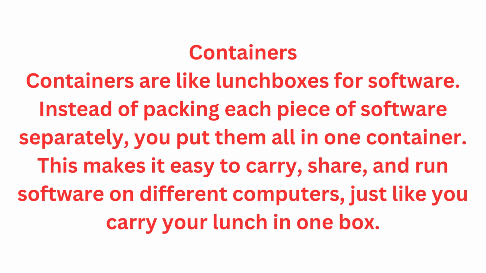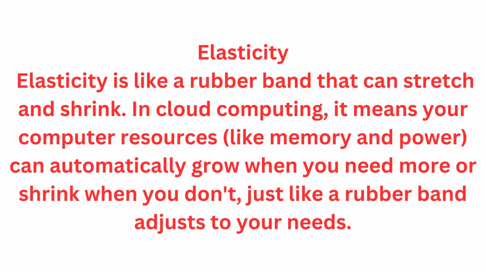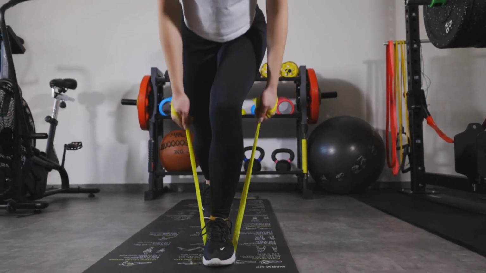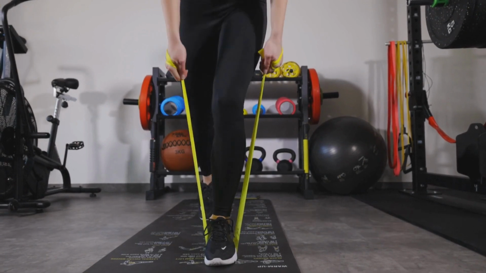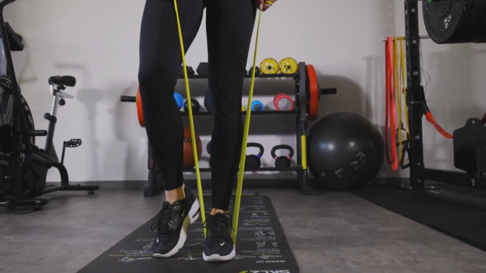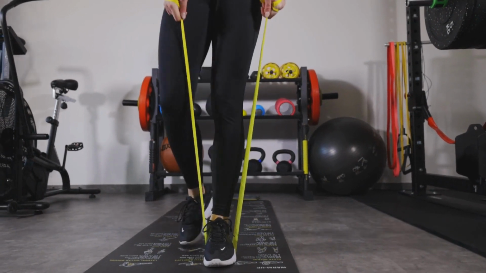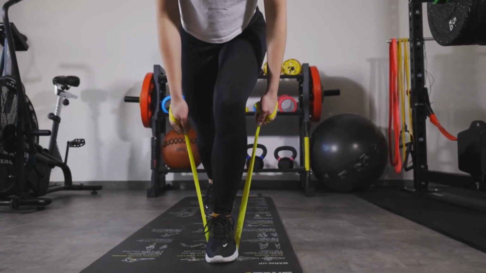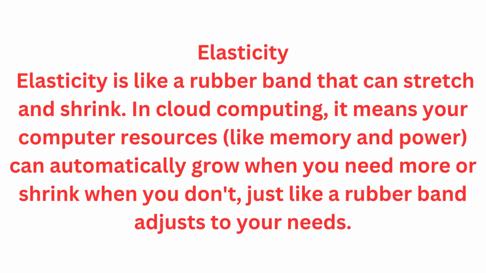And another cloud concept is elasticity. Elasticity is like a rubber band that can stretch and shrink. In cloud computing, it means your computer resources like memory and power can automatically grow when you need more or shrink when you don't. So if you need, you can add more. If you don't need, you can shrink it or reduce the memory or the VM or whatever you want to reduce. Just like a rubber band, it adjusts to your needs.